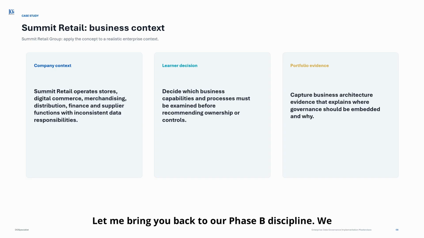Let me bring you back to our Phase B discipline. We are not yet designing the data architecture, selecting our tools, or writing the full implementation roadmap. We are understanding the business architecture that our governance strategy must serve. Let's walk through these practical points.